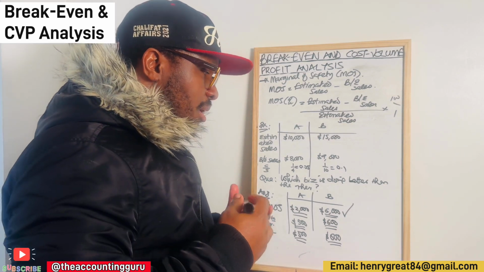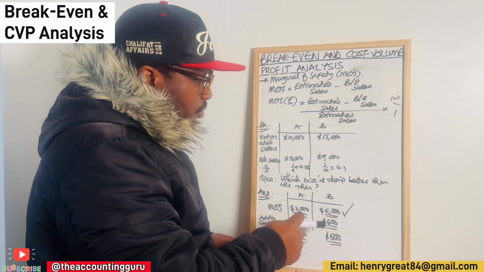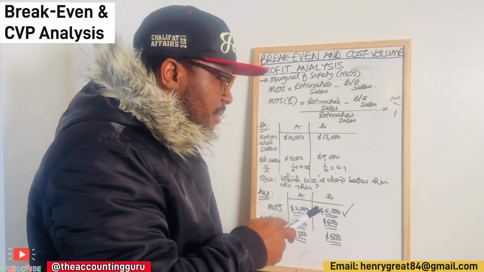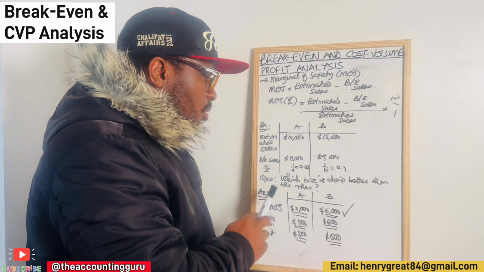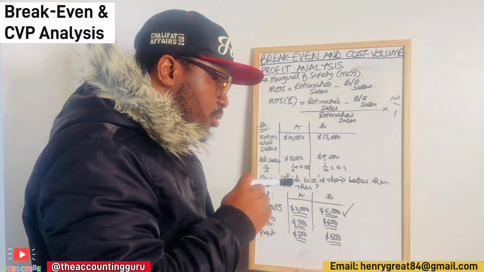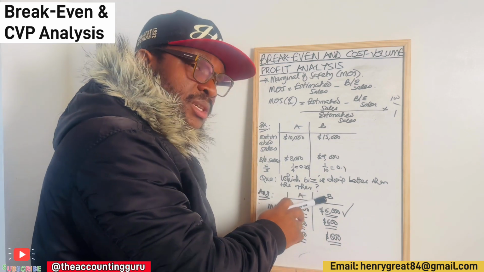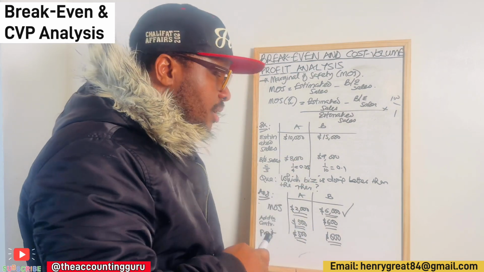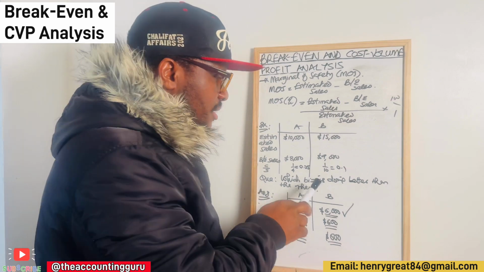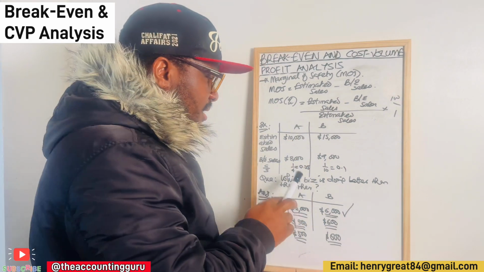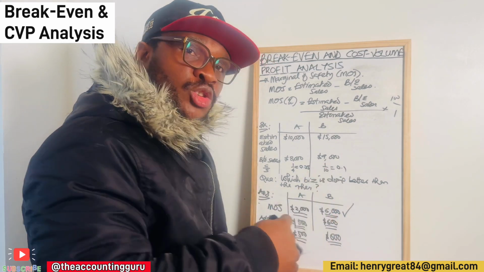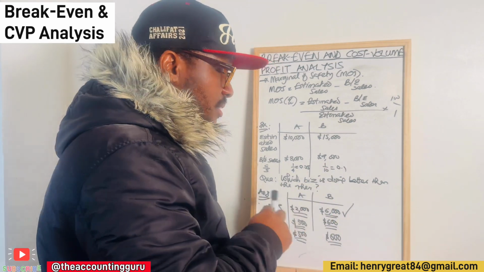So you will clearly see that apart from the margin of safety of business B being greater than that of A, all right, you will also see that the profit for business B is also greater than that of business A. The profit or the contribution for business B is also greater than that of business A. So these are what makes business B to be better off than business A.